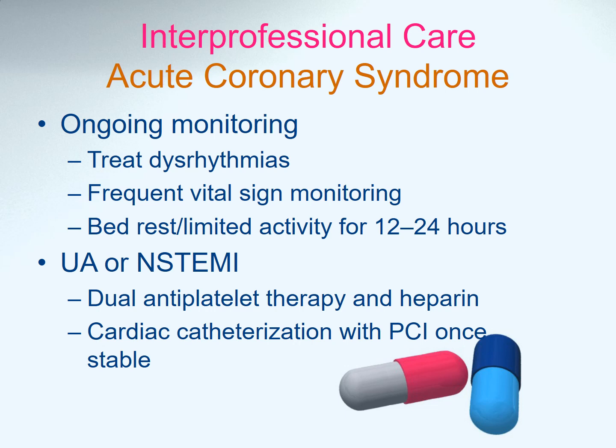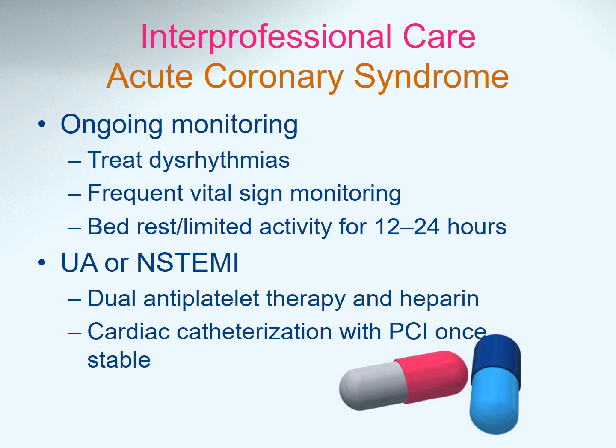Maintain bed rest and limitation of activity for 12 to 24 hours with a gradual increase in activity unless it's contraindicated. If they have unstable angina or non-STEMI, we're going to give aspirin and heparin. Dual antiplatelet therapy such as aspirin and clopidogrel, or Plavix, and heparin are recommended for non-STEMI patients. Cardiac cath with possible PCI is considered for both UA and non-STEMI patients once the patient is stabilized and angina is controlled, or if angina returns or increases in severity.